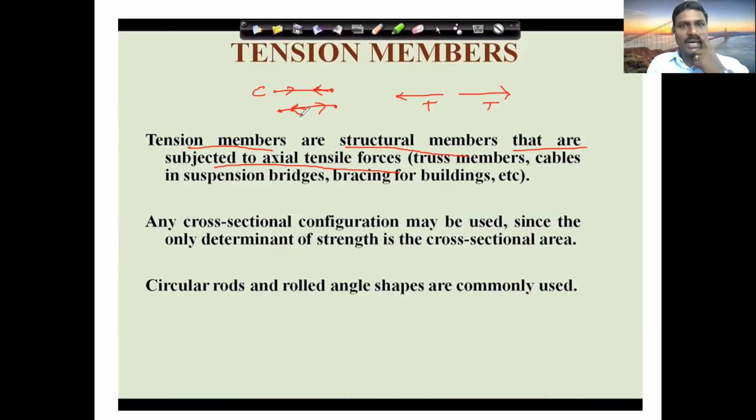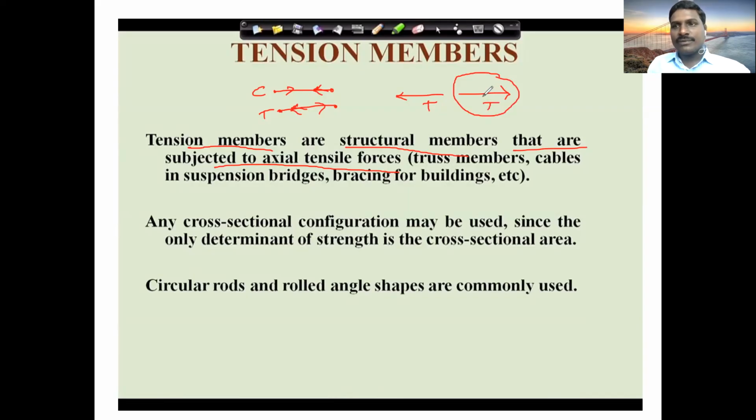So the member under tension and the member under compression that we analyzed in engineering mechanics in the first year, on the basis of this we are designing tension members and compression members. Compression members we are designing in unit number 4, and tension members in unit number 3. So here axial tensile force means this is the axial nature.